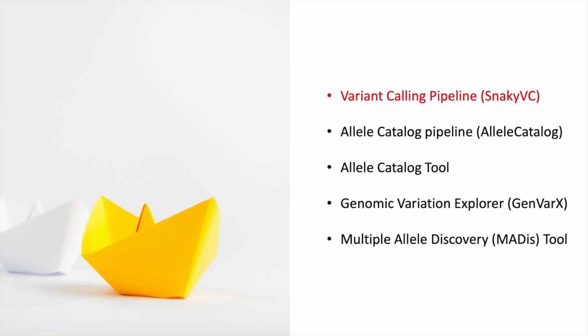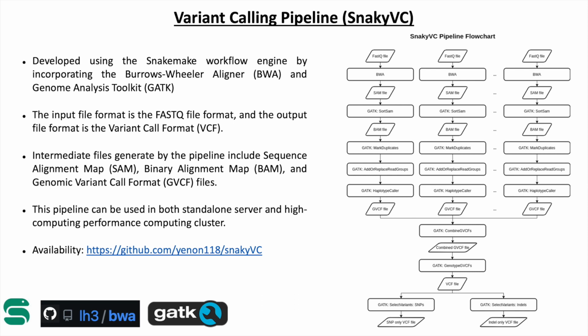First, we will start with the Variant Calling Pipeline. The Variant Calling Pipeline is developed using the SnakeMake workflow engine by incorporating the Burrows-Wheeler Aligner and Genome Analysis Toolkit. The Burrows-Wheeler Aligner can align raw sequencing reads in FASTQ files and pass the aligned reads to Genome Analysis Toolkit for processing in parallel in order to obtain SNPs and indels in VCF files. This pipeline is available on GitHub and it can be used in both standalone server and high-performance computing cluster.